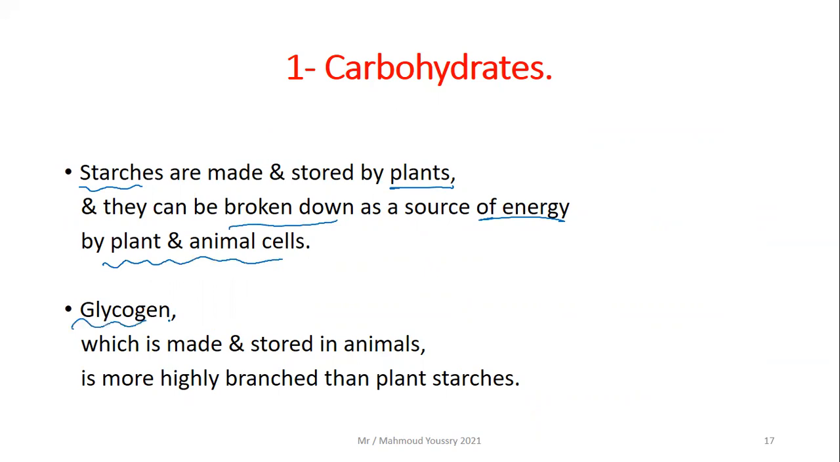What about glycogen? Glycogen is the same, but it is made and stored only in animals. It's more highly branched than the plant starches. So the starches are made and stored by the plants, while glycogen is made and stored by animals.